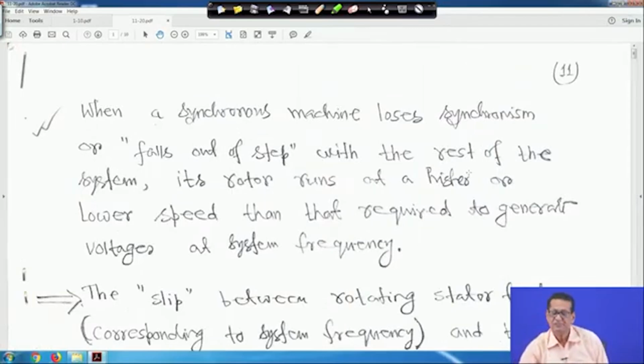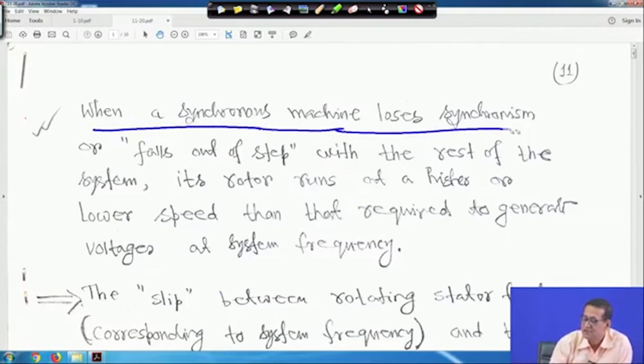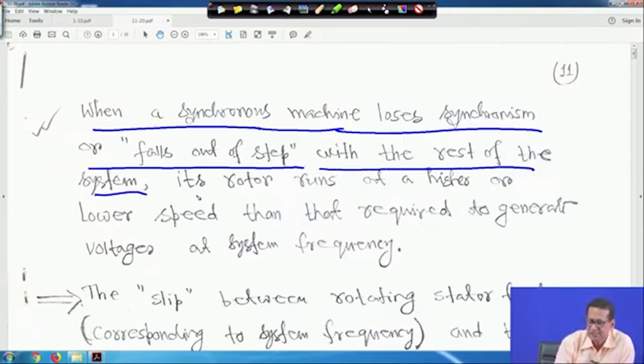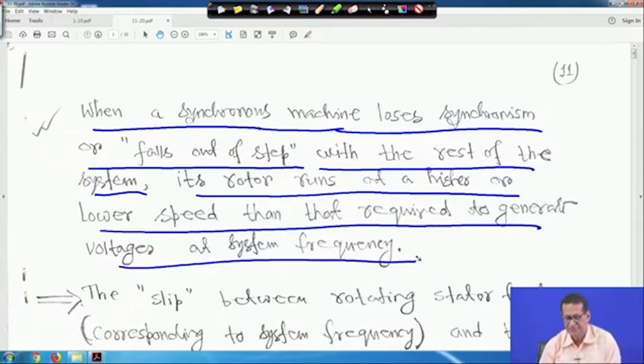When a synchronous machine loses synchronism or falls out of step with the rest of the system, the rotor runs at a higher or lower speed than that required to generate voltage at system frequency.